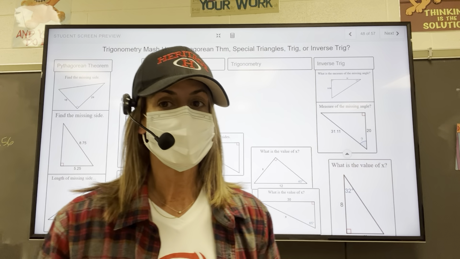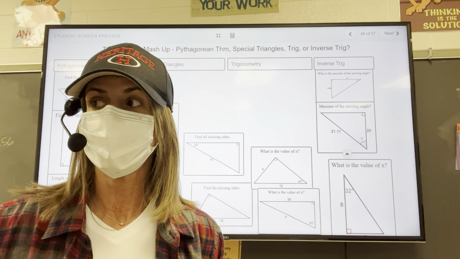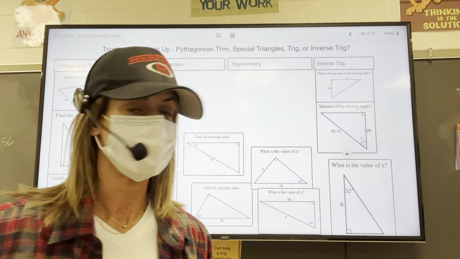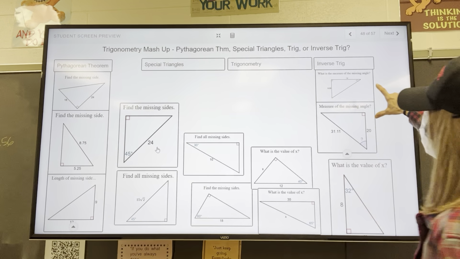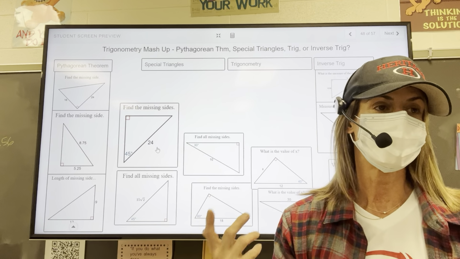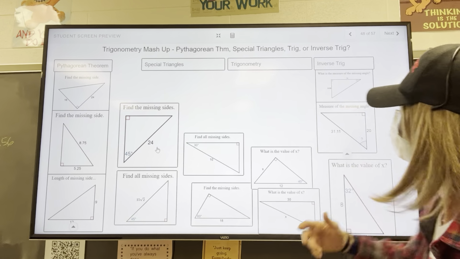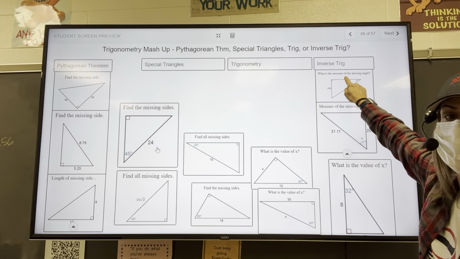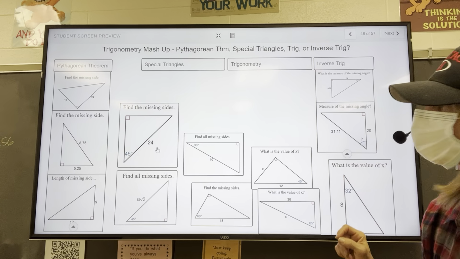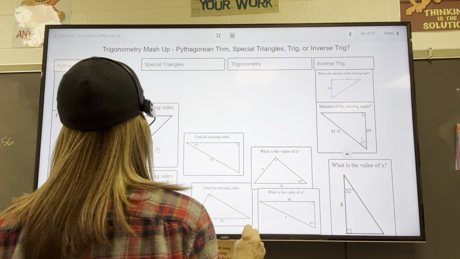The inverse trig ones look similar to the Pythagorean Theorem ones because, again, you're given the lengths of two sides, but then you're not asked to find the length of the third side. You're asked to find the measure of one of the angles. What is the measure of the missing angle? But you're given two sides. So that's the difference between those two.